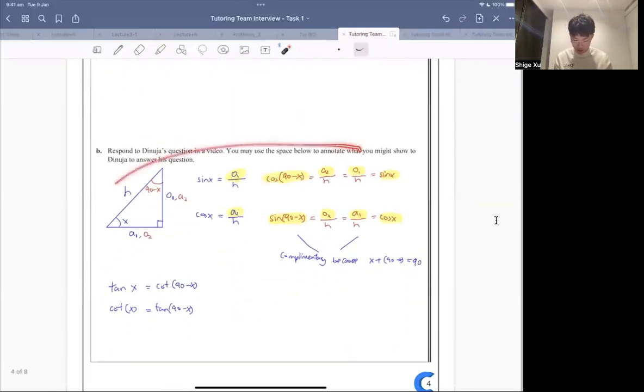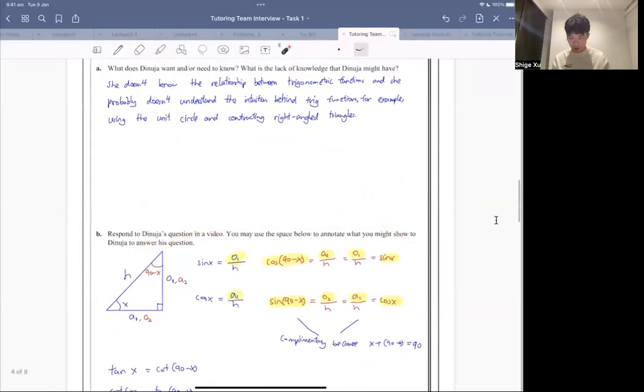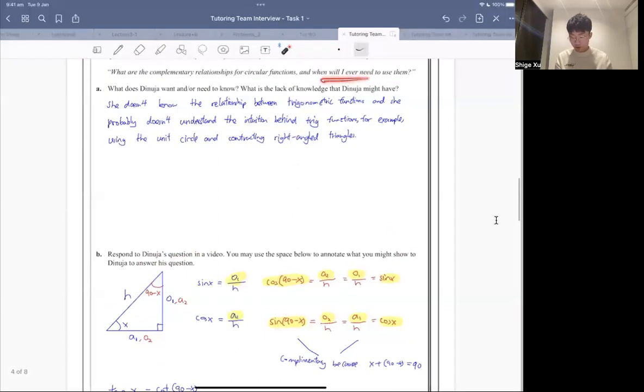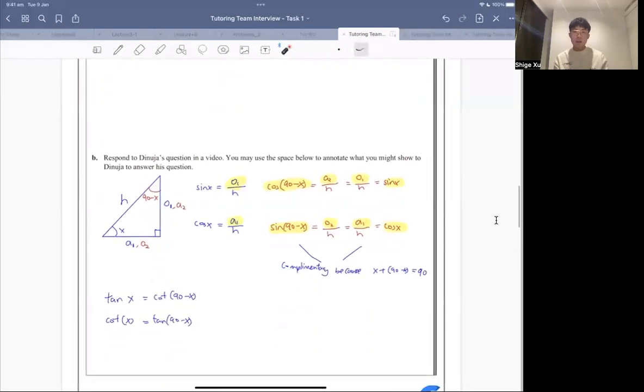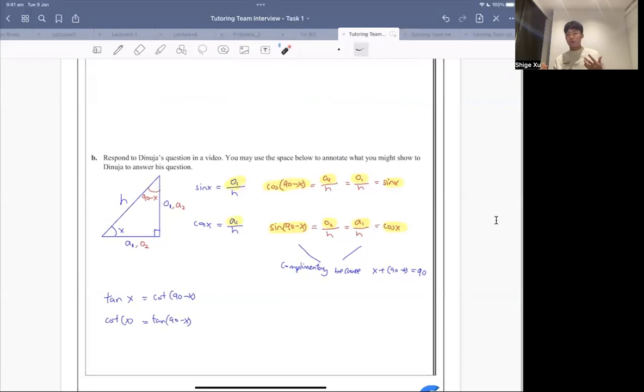So that's the derivation of these complementary relationships. When will we ever need to use them? Well, most commonly when you try to solve an equation or simplify an equation. When you solve equations, sometimes you are given different ratios. So you are given sine and cosine or tangent or a mix of those, right? And that's a bit hard to compute or simplify.